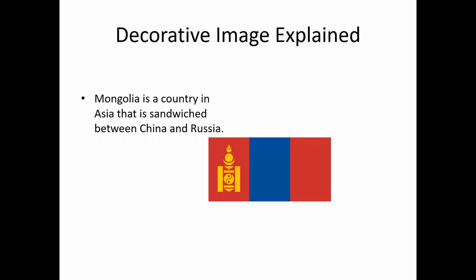So here's a decorative image, right? Mongolia is a country in Asia that is sandwiched between China and Russia. And then I have the Mongolian flag. That has no bearing on what I'm trying to get across here. What I'm trying to get across in this slide is that Mongolia is a country in Asia that is sandwiched between China and Russia. That's really all I'm saying. That flag is there for decoration and for no other reason.